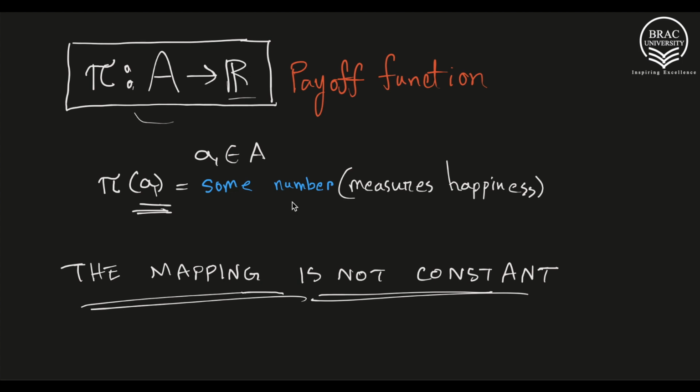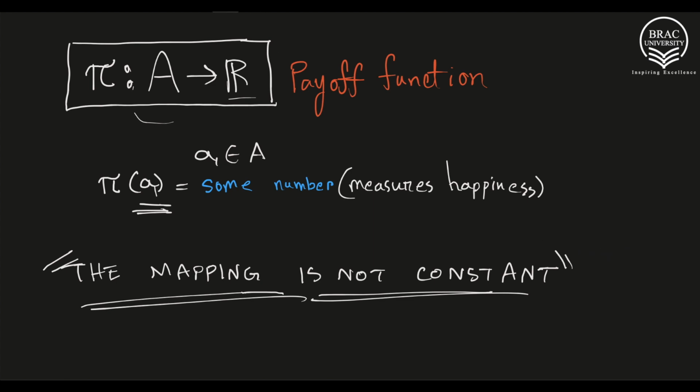So this number can be the monetary value, but it does not always have to be. It can be some random numbers. For example, as in the previous video, we have seen that the happiness for coffee can be 1 and the happiness for tea can be -1. But one important thing to note is that this mapping is not constant, and it depends on what the other players in a game are doing.